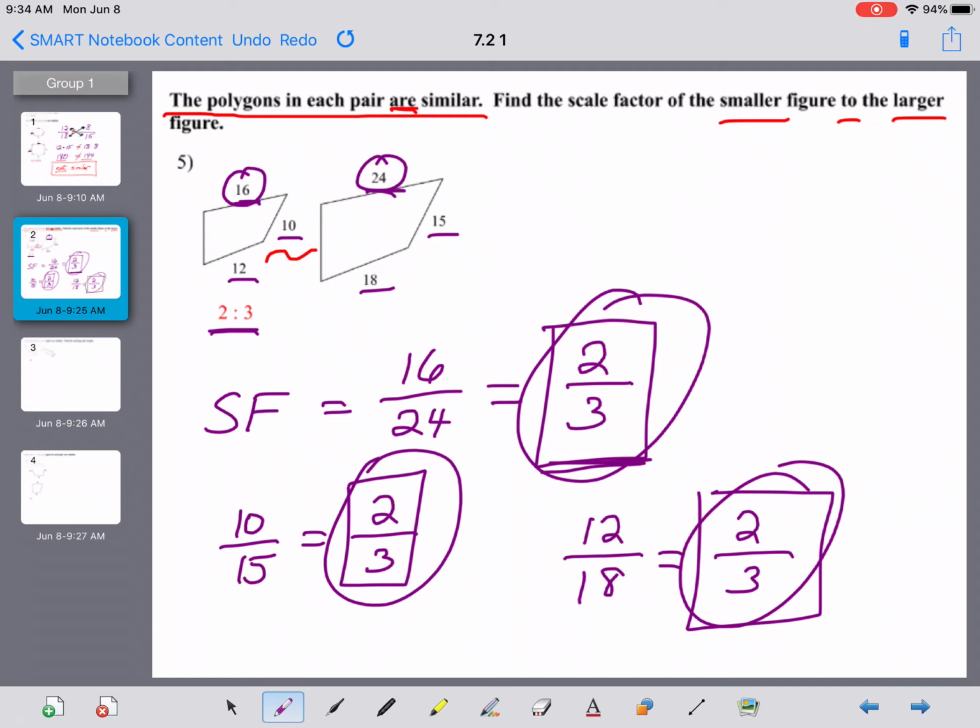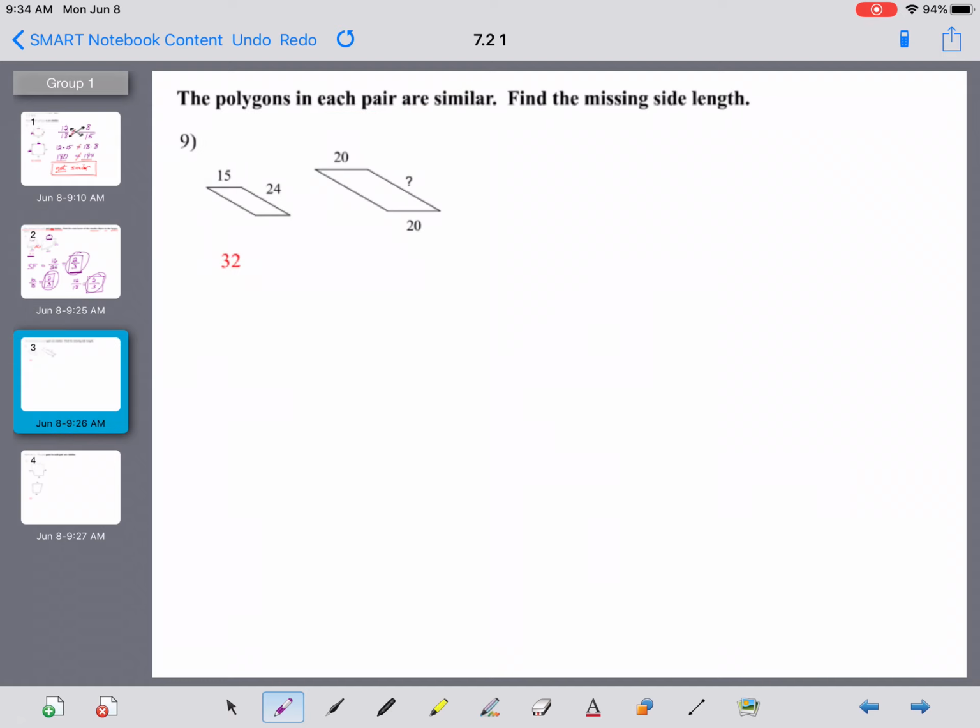So as they say, there's more than one way to skin a cat. They do say that, but don't Google it. It's gross. Anyway, let's move on to number 9.